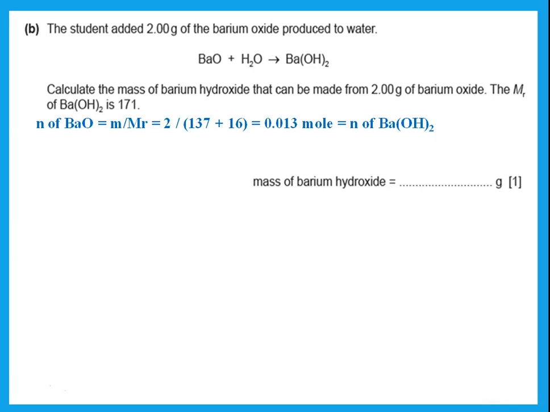So I need to get the number of moles of the barium oxide first, and from the equation, the number of moles of the barium oxide is the same as the number of moles of barium hydroxide. So how do I get the mass of barium hydroxide? Number of moles times Mr, and he already gives me the Mr, so my total mass would be 2.22.